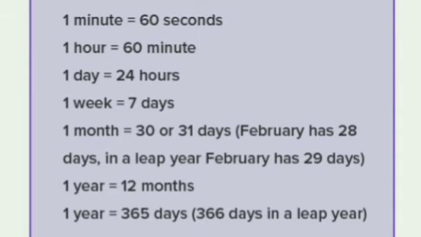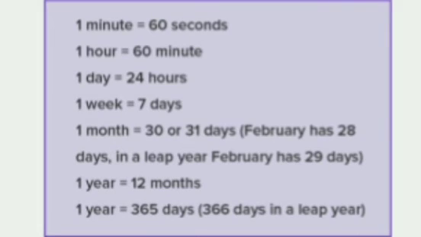You know, February has 28 days in an ordinary year and in a leap year, February has 29 days. And in 1 year there are 12 months, and in 1 year there are 365 days in an ordinary year and 366 days in a leap year.